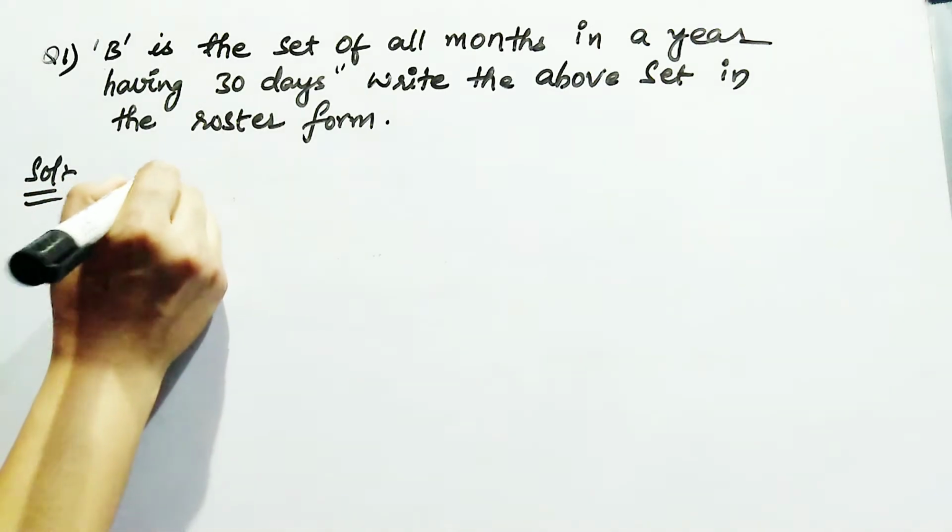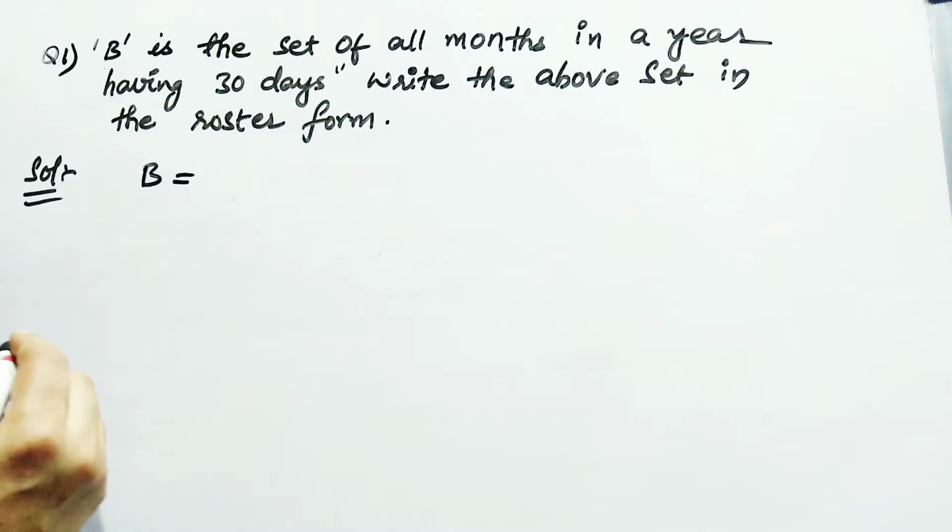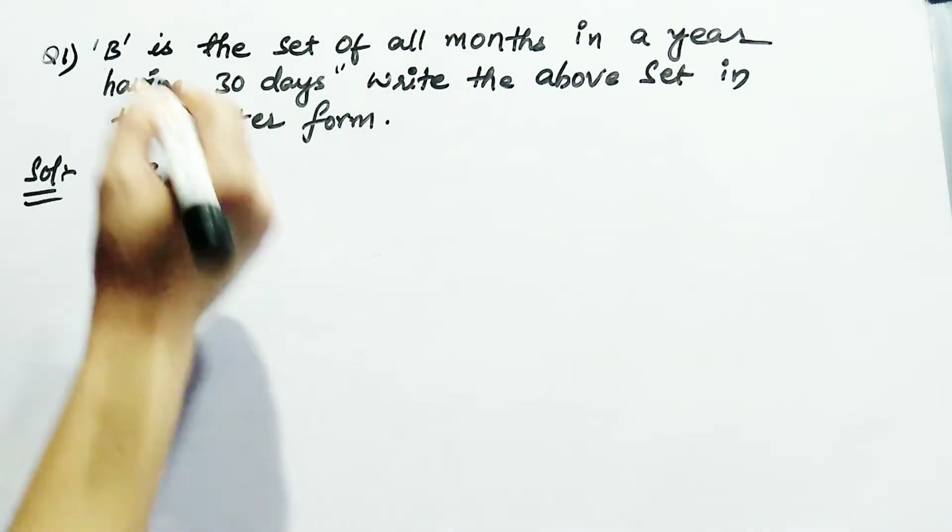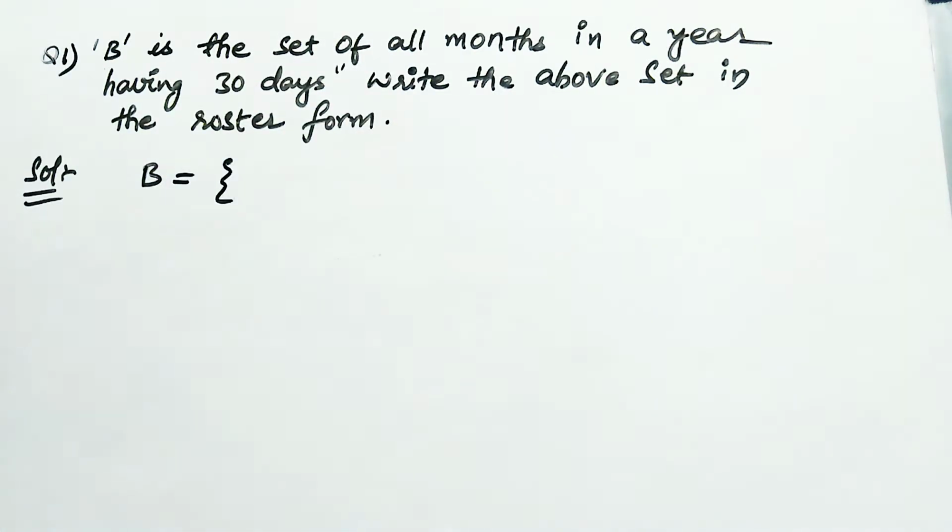So what is your answer? B, B is your set name, equal to. In which months will you get 30 days?